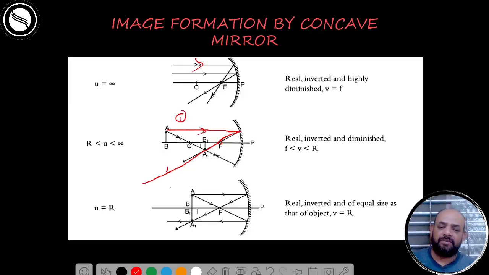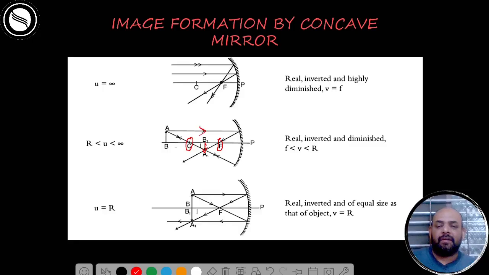Now for the second ray we have options. You can take any ray, like this one, the ray which is passing through the focus. It will become parallel. Or here, in this diagram, they have taken two rays: the first ray parallel to the principal axis and the second ray passing through the center. The ray which is passing through the center will retrace the same path. So here we got these two: one reflected ray is here, another reflected ray here. They will intersect at this point. So we'll get the image between the center and the focus. So the image formed is between the center and the focus.